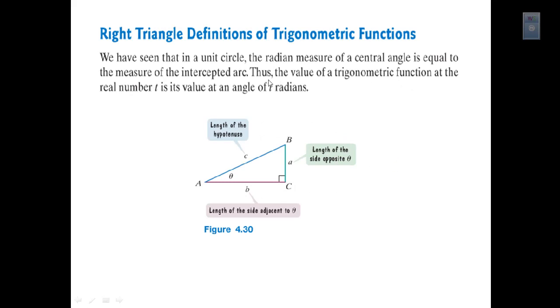Now, we've seen that in a unit circle. Actually, we haven't seen it in the unit circle. We will later. The radian measure of the central angle is equal to the measure of the intersected arc. Thus, the value of the trigonometric function of the real number t, blah, blah, blah. Anyway, based on our angle here, we have the opposite side, the adjacent side, and we always have the hypotenuse, which is always opposite the 90-degree angle.